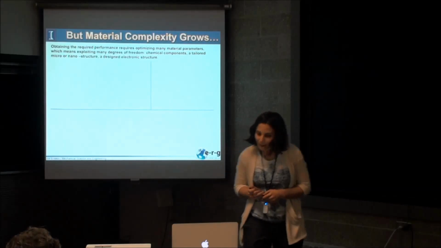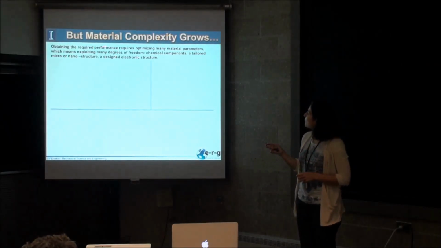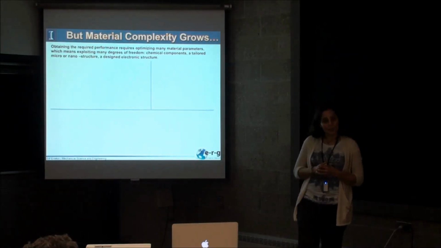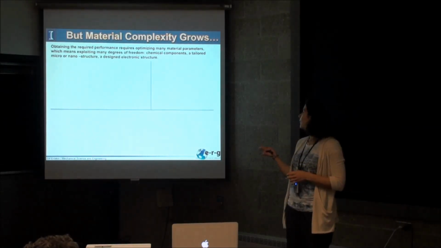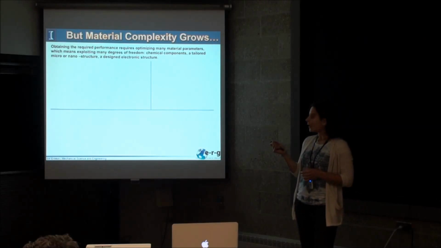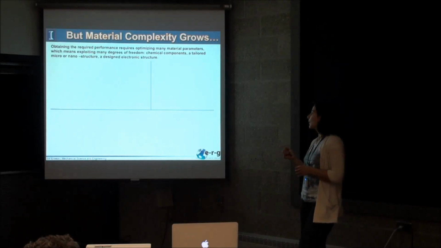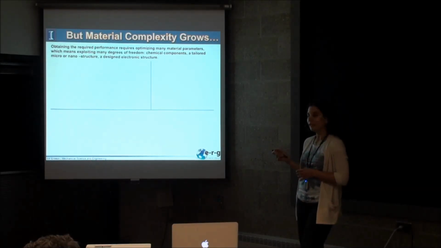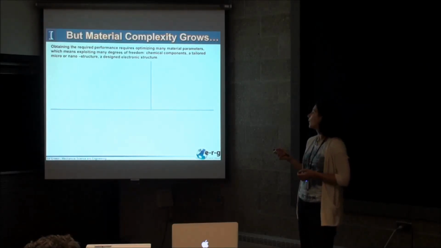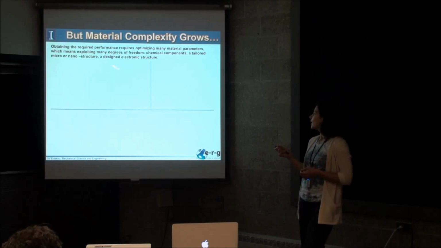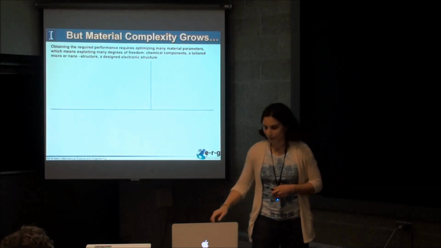Here's the caveat. The complexity of the material systems that we're putting together is also growing, right? And obtaining the type of performance that we're looking for requires optimizing many material parameters, many degrees of freedom, the particular chemistry of the material. Maybe you want a tailored micro or nanostructure or a designed electronic structure for the material.